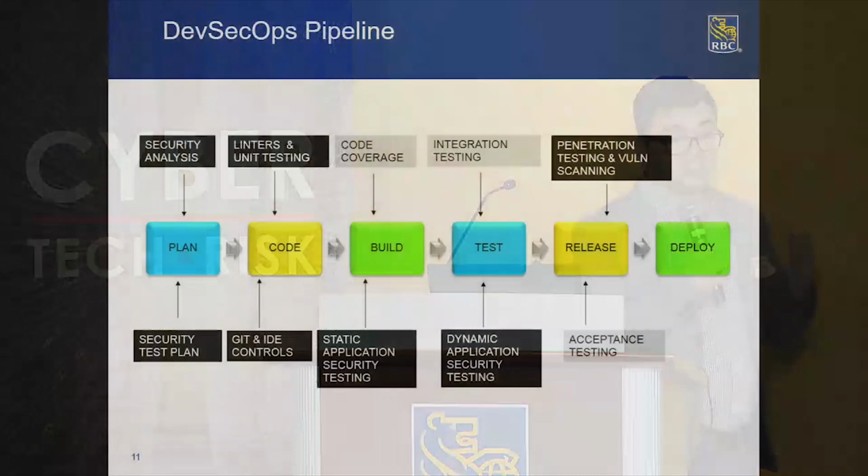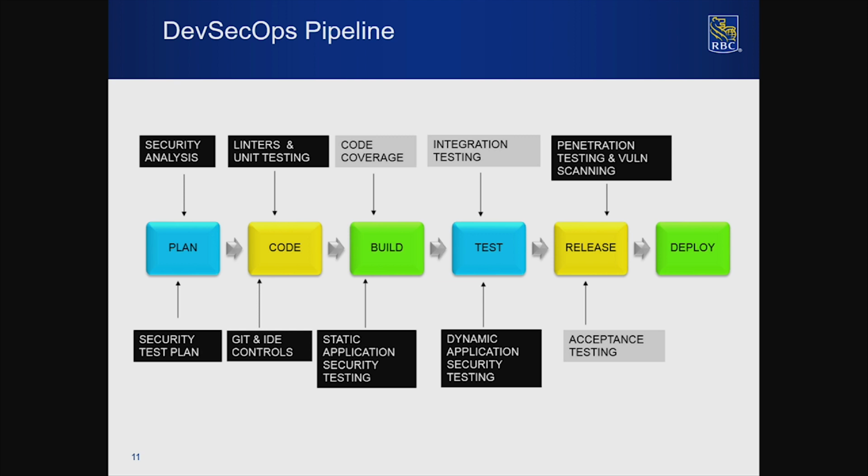To achieve this maturity level, as I said before, you need to have a very good pipeline. You need to have a very good CI, a continuous integration pipeline, and a CD, a continuous delivery pipeline. And you need to engage your security team from the beginning to the end of this pipeline. For example, with this slide, I present a pipeline with six stages. First stage, plan.